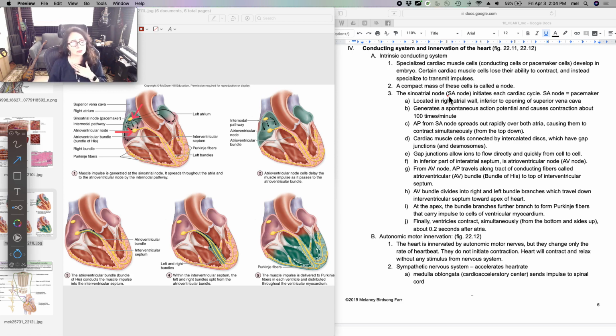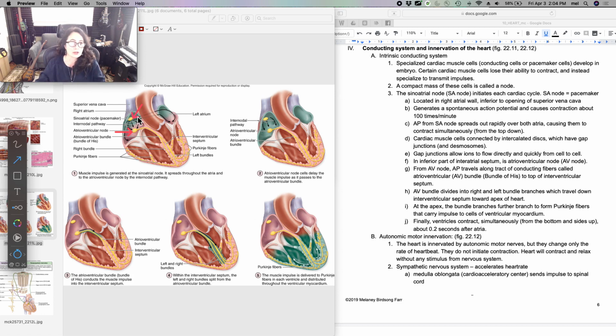And a cardiac cycle is really the combination of sending out an electrical signal, atria contract, pause, and then ventricles contract, okay? And the opening and closing of the valves that's involved in that.